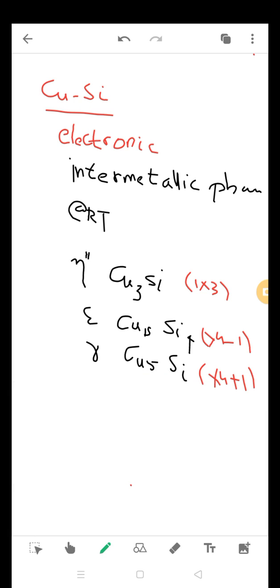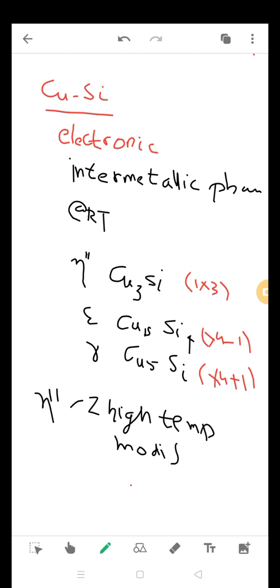Now, coming back to this gamma double prime phase, it is named double prime because it has two high temperature modifications. One is gamma and the other one is gamma prime. So the one that is found at room temperature is gamma double prime. Now these are the phases found at room temperature.